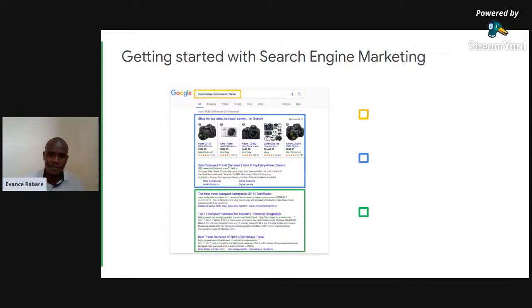And here, the yellow one is the search query. So the words that you usually type there, like I typed digital camera in Nairobi, that was the search query. And the blue one is the paid text and search ads. So that is now the search engine marketing, the one that people usually pay to run ads.